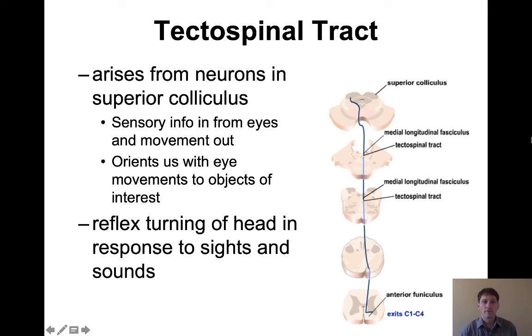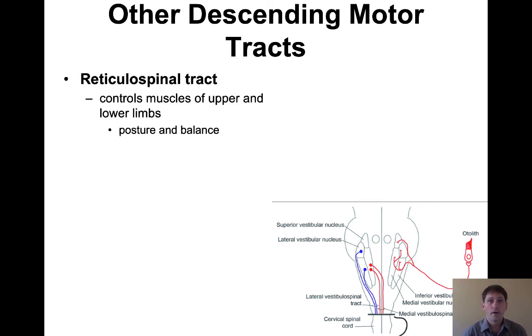And it's also involved in our reflex when we're turning our head in response to some kind of sight or sound. And so you can see down here that this information is exiting C1 through C4, our spinal nerves C1 through C4. So this is going to be responsible for moving some of those neck muscles that you learned about in lab.